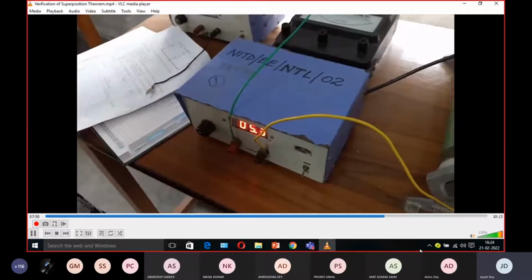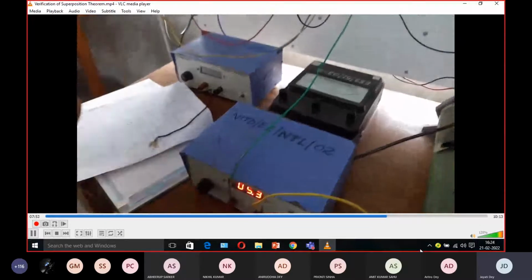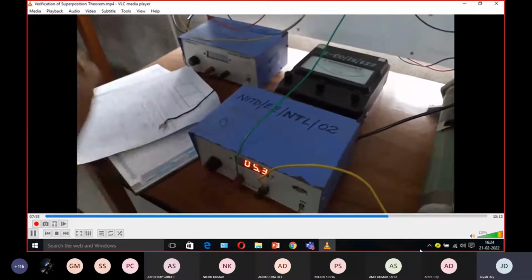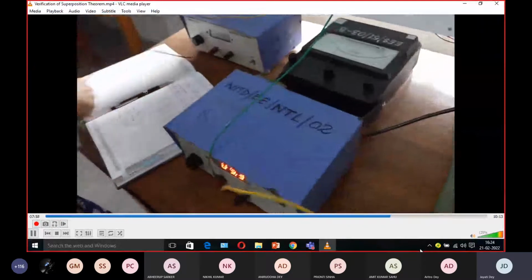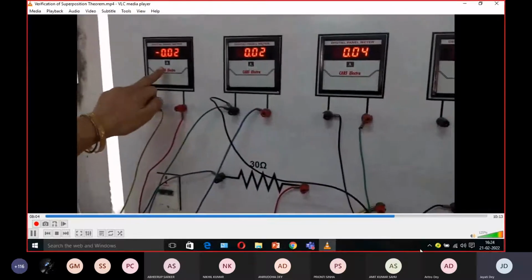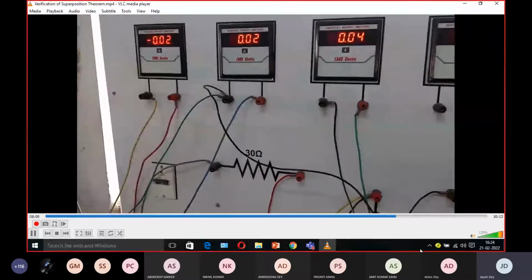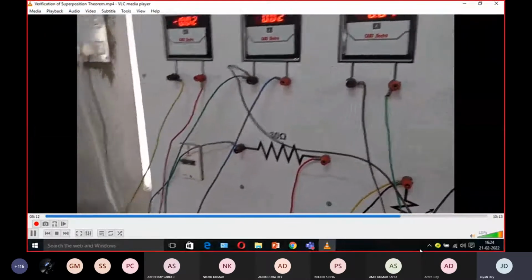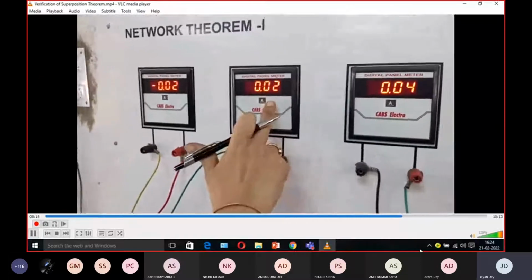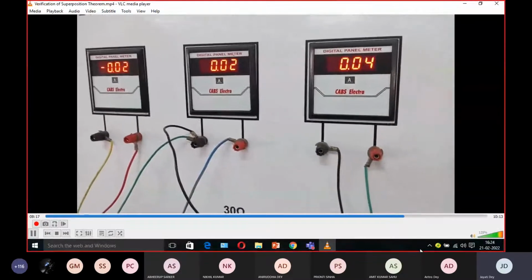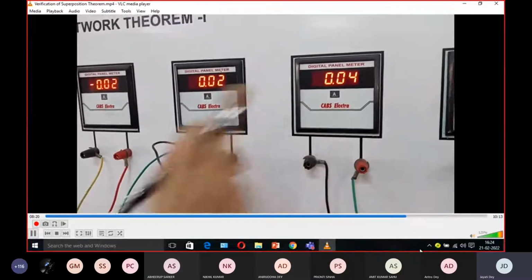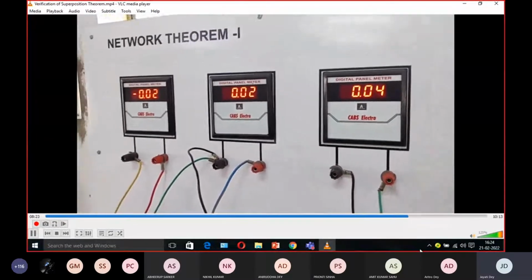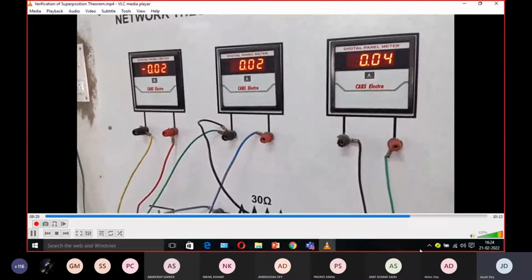Remember that the V1, V2, V3 values should not be varied during the whole experiment. Okay, now let me measure. This one is I1B. You see, it is flowing in the opposite direction with respect to the previous one. This is I3B, and that is I2B. All are in ampere. Now we are going to verify the superposition theorem.